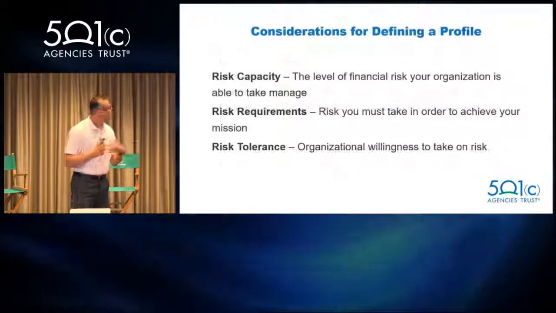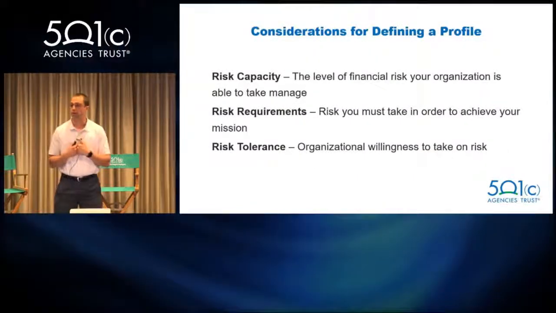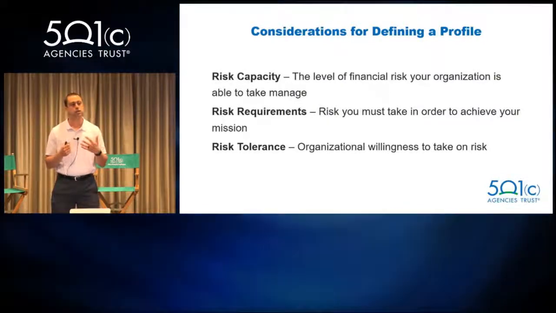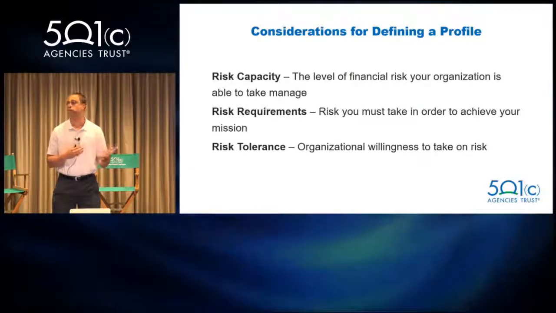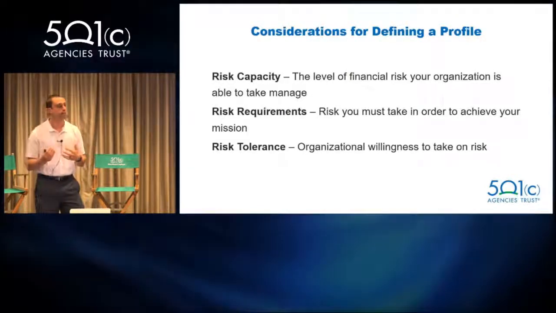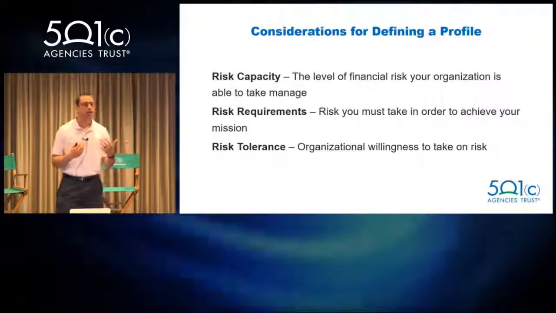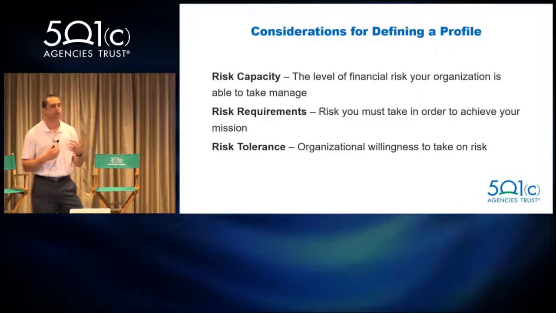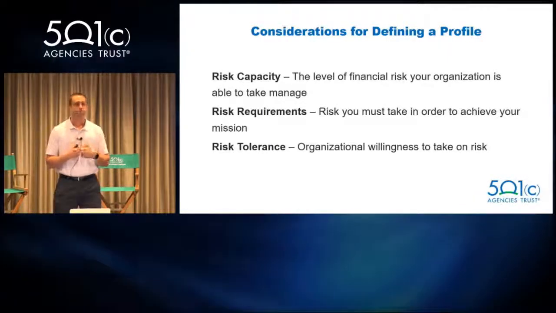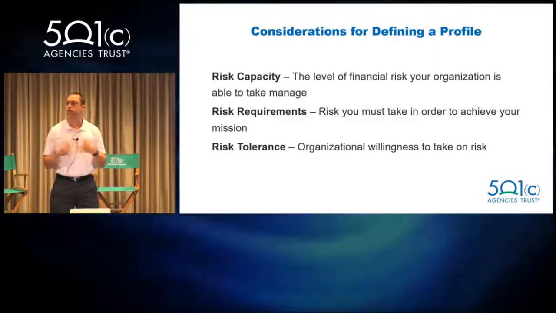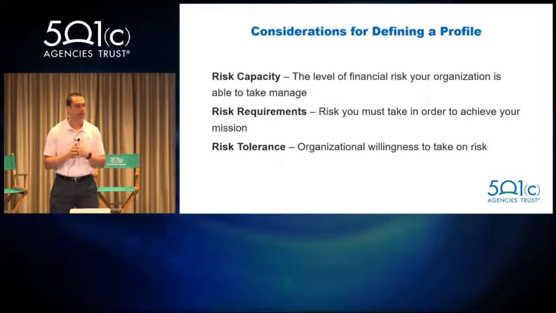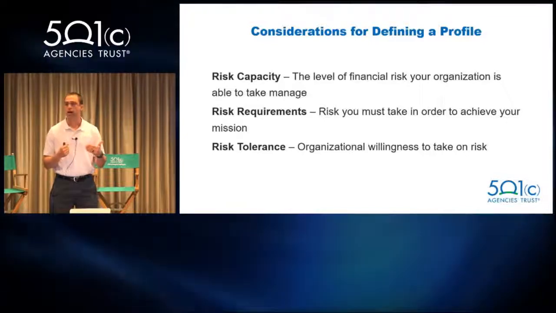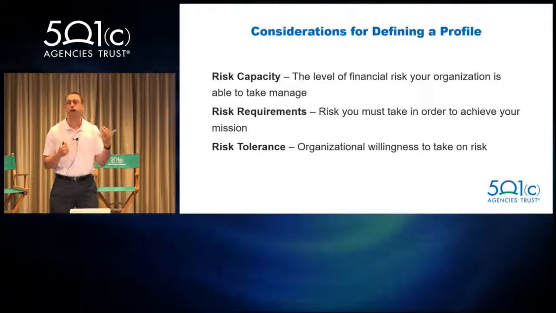There are some key considerations when defining a risk profile for your organization, the first of which is capacity. We think of these issues oftentimes in the world of personal investments or personal finances, right? For capacity, it really is about the level of financial risk your organization is able and willing to manage. On the personal side, think of Jeff Bezos or a Warren Buffett, who has an extraordinary personal wealth, and their capacity for financial risk is much higher than the rest of us.